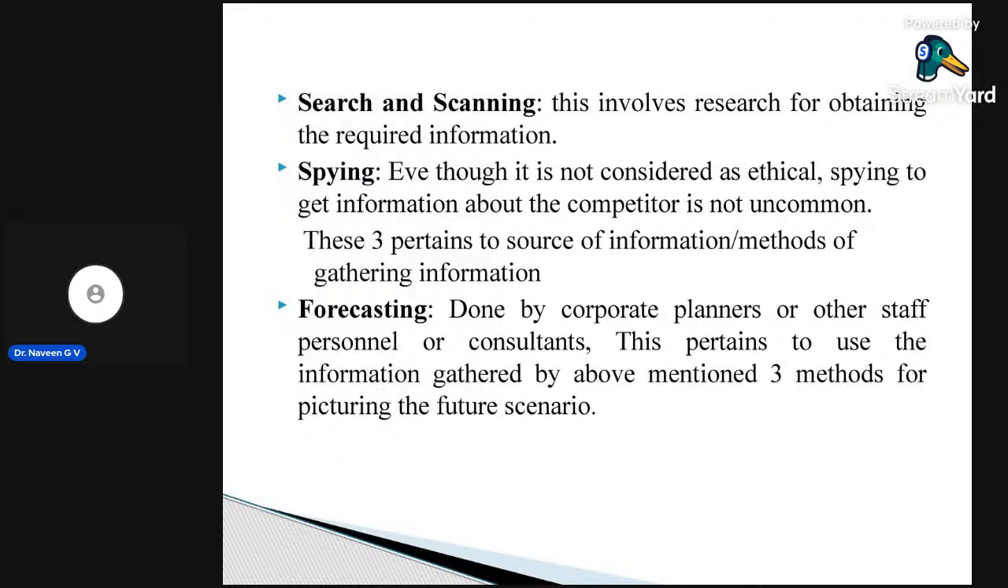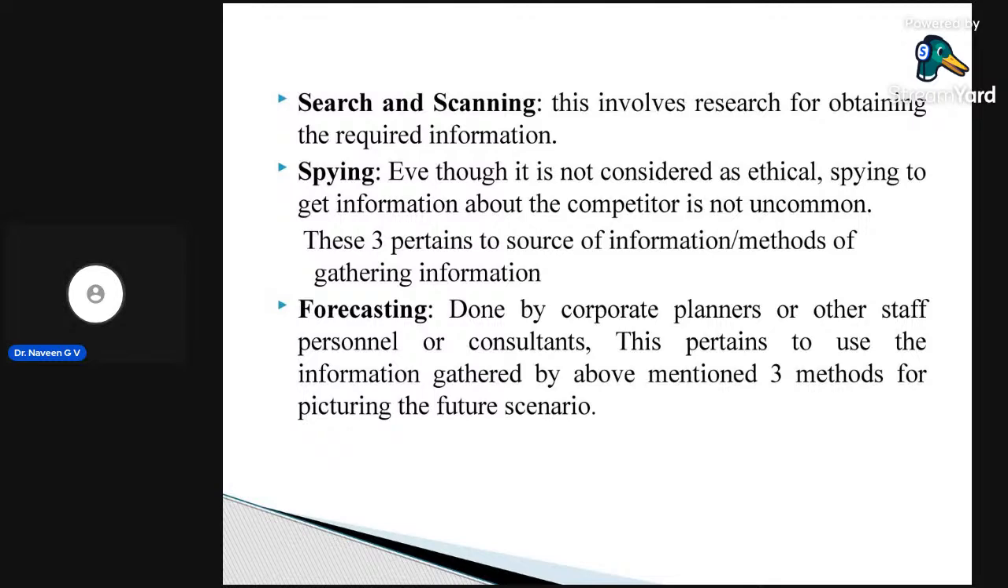Then the next thing is spying. Even though it is not considered ethical, spying is to get information about the competitor. It is not uncommon. It is common, related to competitors, finding out information or method guides. Then technology techniques.